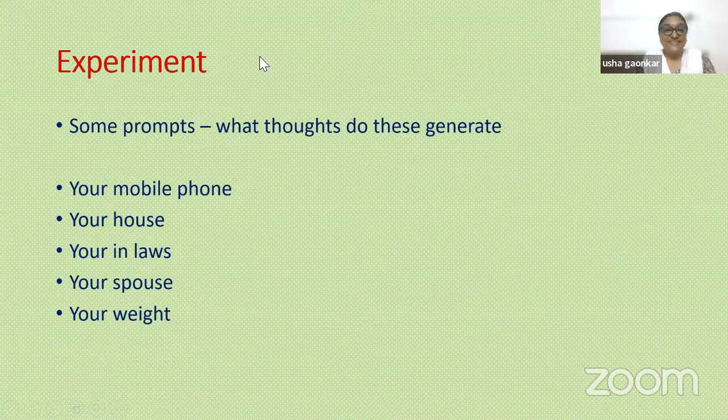Your weight. Who wants to comment on this? No one? Never goes down. Yes, agreed. Not able to work on it. Yes. Little more than it needs to be. Okay, fine. Great.